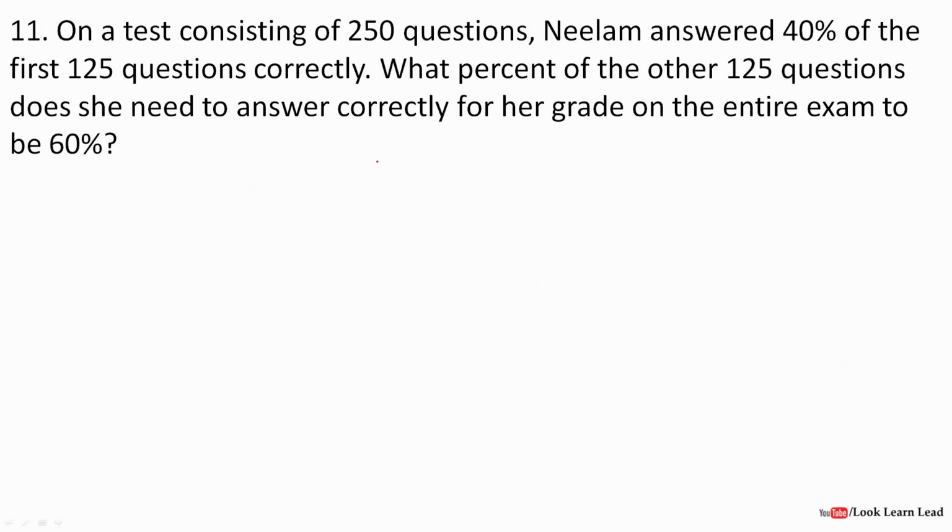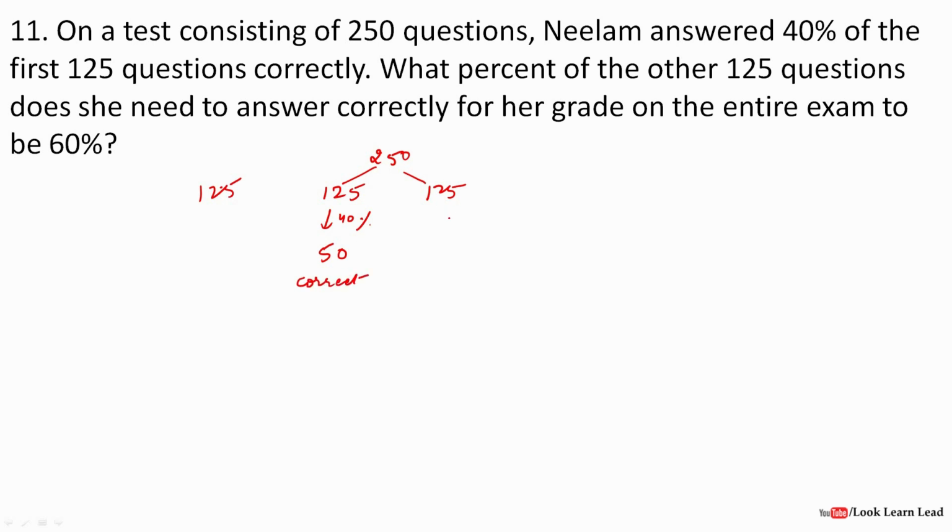On a test consisting of 250 questions, Neelima answered 40% of the first 125 questions correctly. So you have divided these 250 questions into 125 and 125. So we have to calculate 40% of 125. So the same shortcut method. So 125 is there. So 1% is 1.25. 12.5 into 2, it would be 25. So 12.5 into 4, it would be 50. So 40% of 125 is 50. So she answered 50 questions correctly in this.